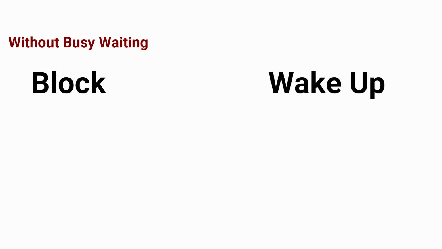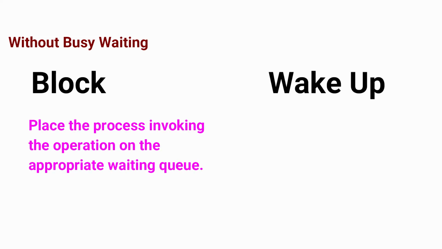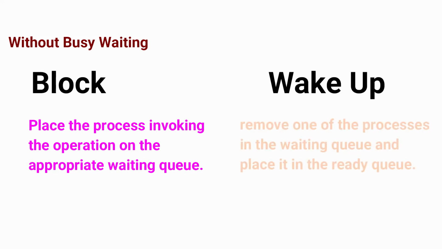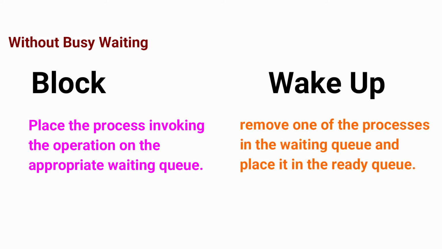Without busy waiting, it has two operations. The first one is block and the second one is wakeup. For the block operation, it places the process invoking the operation on the appropriate waiting queue. For the wakeup operation, it removes one of the processes in the waiting queue and places it in the ready queue.